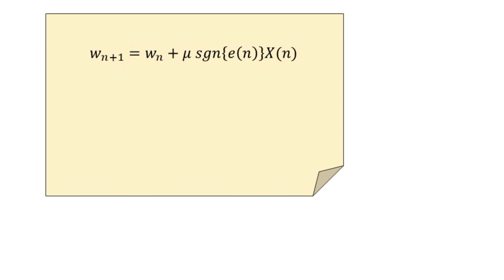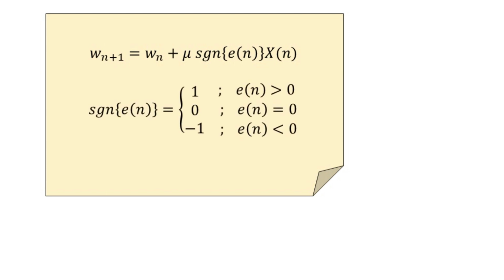Here sgn of e of n is the standard signal we have already discussed in the first chapter. It takes only three possibilities: positive 1 when e of n is greater than 0, 0 when e of n is equal to 0, and minus 1 when e of n is less than 0. So this is the signum function.